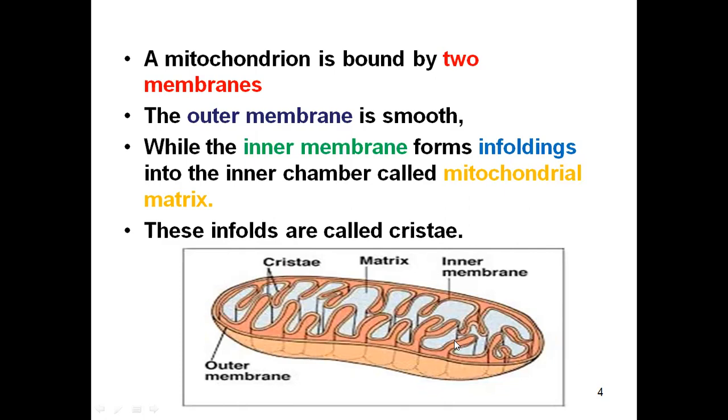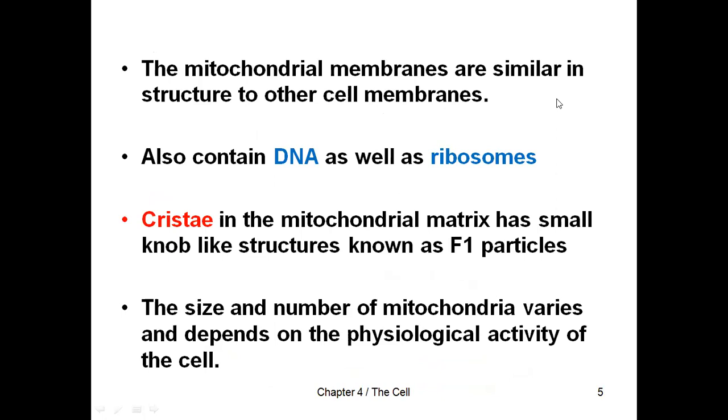ये जो infoldings हैं, they are called cristae. ठीक है, mitochondrial matrix, inner membrane, infoldings, cristae, outer membrane, intermembrane space, ये main चीजें हैं जो हमने अभी देखा है. The mitochondrial membranes are similar in structure to the other cell membranes. They also contain DNA as well as ribosomes.